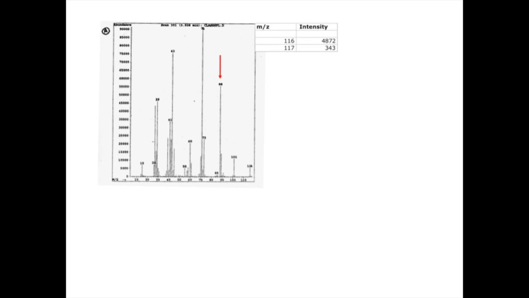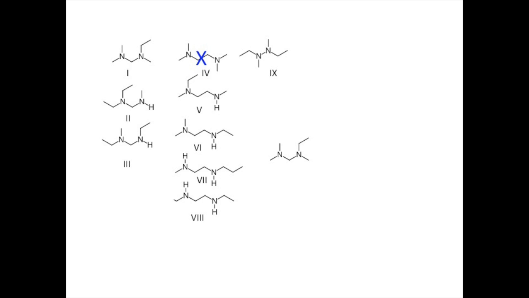The peak at 88 atomic mass units is very strong. It represents the loss of 28 from the molecular ion. The only way that we could do that with a combination of atoms that are in this formula is by losing ethylene or a molecular nitrogen molecule. Losing N2 might be tricky since these atoms are not adjacent to each other in any of our structures.